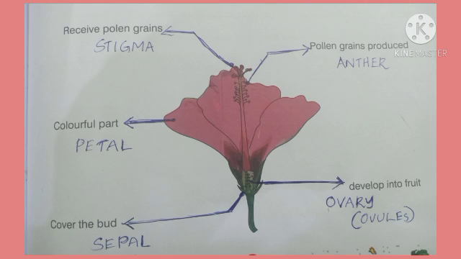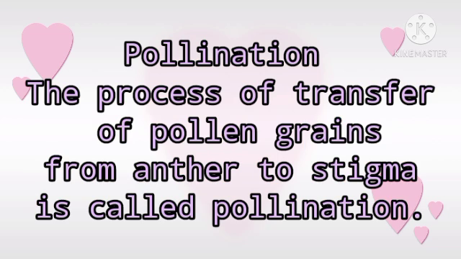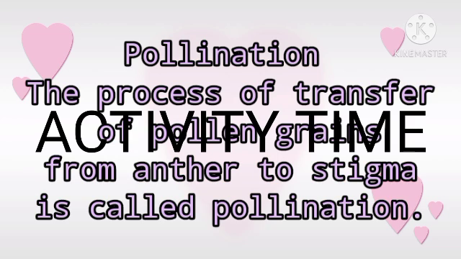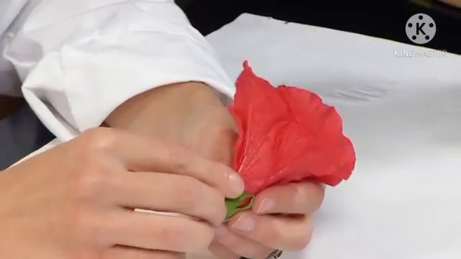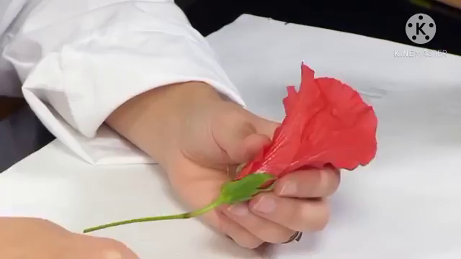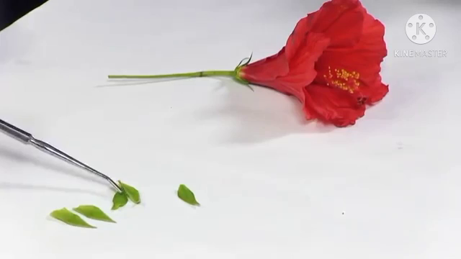So now let's revise. Today we learned about parts of a flower: stigma, anther, petal, sepal, ovary. Then pollination. The process of transfer of pollen grains from anther to stigma is called pollination. Activity time. Children, take a flower, separate its parts and stick the parts on a paper. Recognize the parts and write the names of each part.